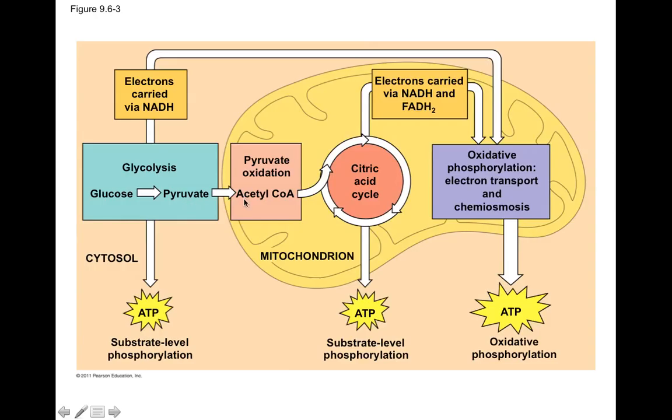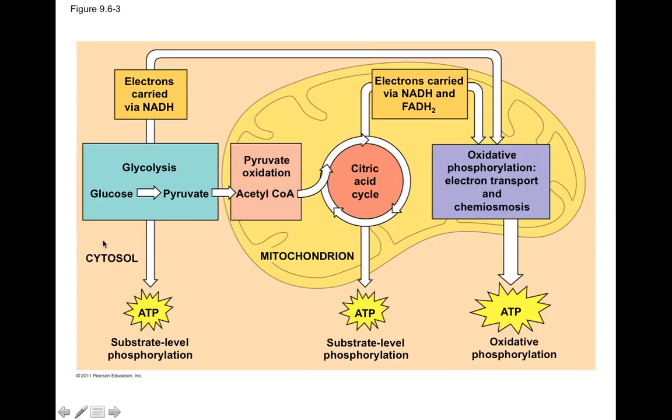Pyruvate then gets oxidized, meaning we pull electrons off of it to form acetyl-CoA. Coenzyme A is what feeds into the citric acid cycle, and the citric acid cycle yields electrons that go into oxidative phosphorylation. So each of these steps produces some ATP, and they do it in different ways. So we have substrate level phosphorylation, which I'll get into in a minute, and oxidative phosphorylation, which I'll get into in a couple of minutes.